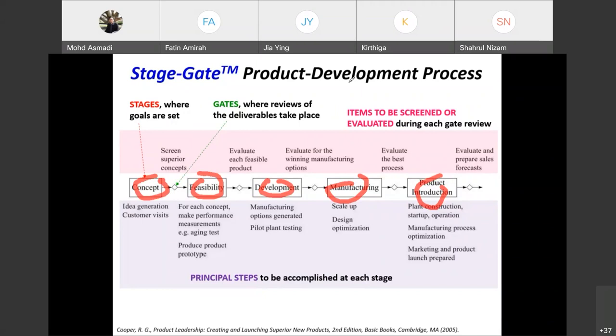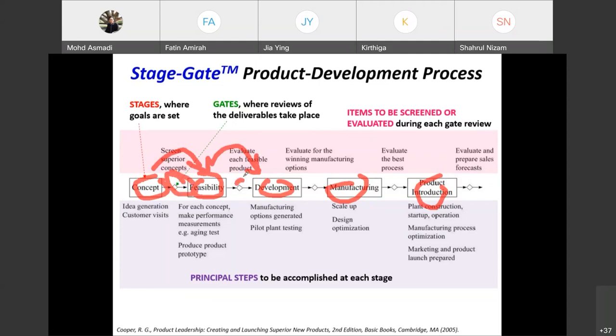So for each gate, the decision we make is either to advance the design project to the next stage, for example from concept to this one, so we can advance. Retain: if we retain, the design project at the current stage will be pending until we resolve the critical issue. So we mean pending here in the stage gate.